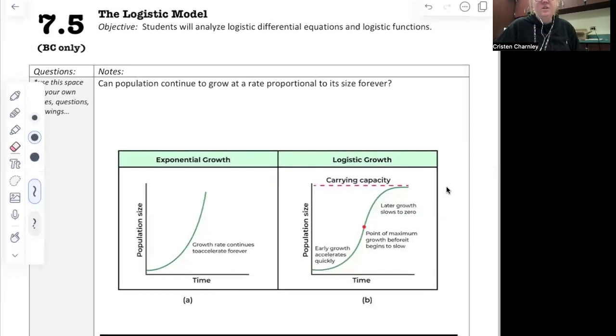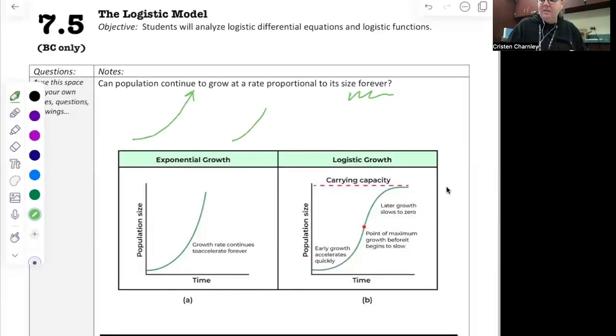So my first question for us is, can a population continue to grow at a rate proportional to its size forever? And so that big word here is forever. Well, think about it. We have those population examples with rabbits, the population goes up. With bacteria, the population goes up. All of these things where the population goes up. But in truth, at some point you run out of resources. You run out of space for the rabbits, you run out of food, there's illness, there's disease, there's something.